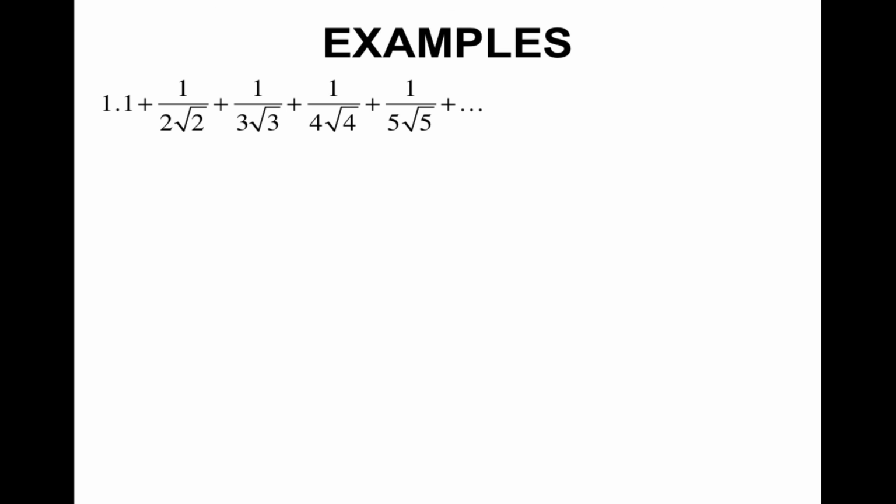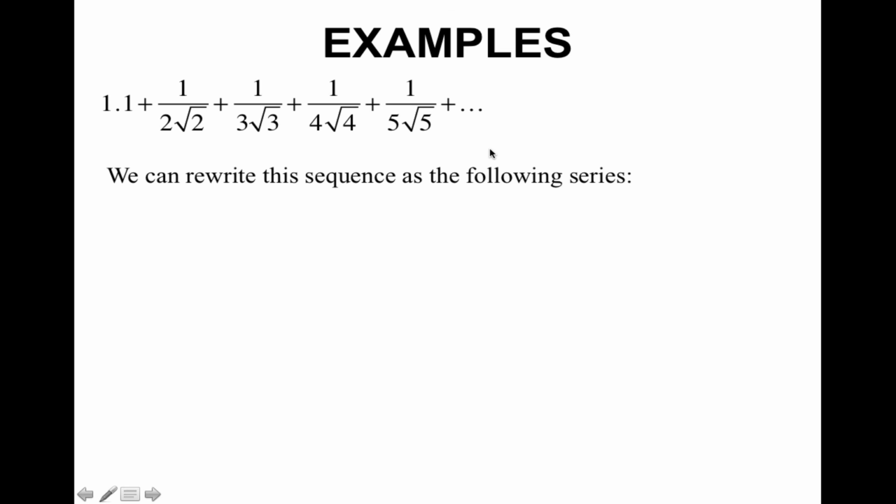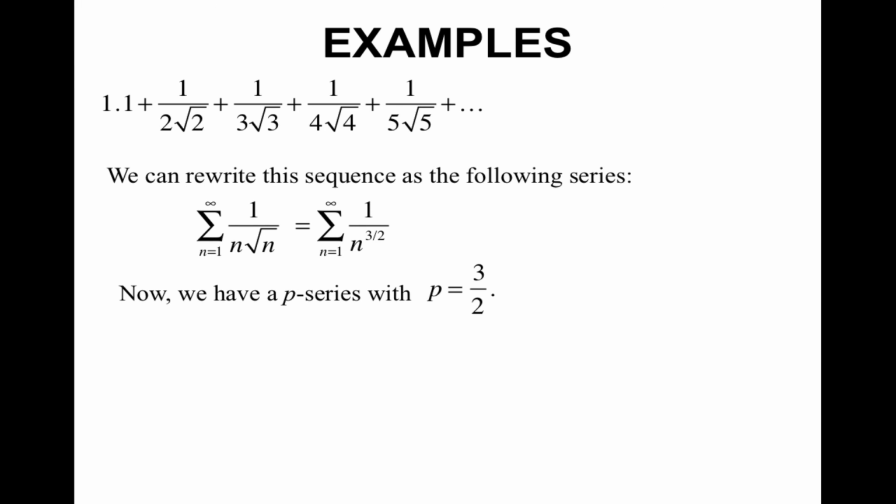So let's look at some examples where we identify the p-series. So if we are given this sequence, in order for us to figure out if it converges or diverges, I want to rewrite it as a series. So if we look at the pattern, if you notice, here's n equals 1, n equals 2, n equals 3, n equals 4, n equals 5. So therefore, we should notice that we have a pattern, and we can rewrite this sequence as the series of 1 over n times the square root of n. And I can rewrite this so it has a single exponent, which would just be n to the 3/2, which does give me the form of a p-series, and the p-value is 3/2. Well, since p is greater than 1, this series will converge.